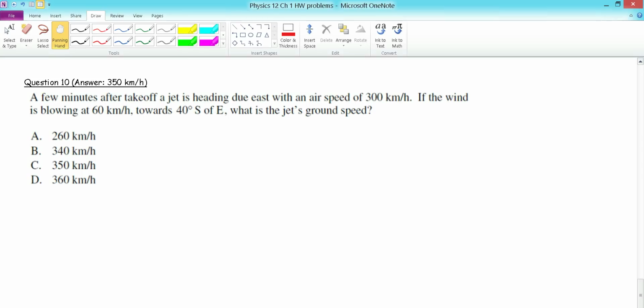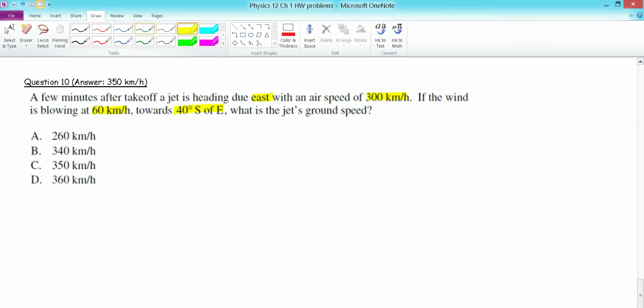A few minutes after takeoff, a jet is heading due east. All right, so due east, there's a key word, with an airspeed of 300 kilometers an hour. If the wind is blowing at 60 kilometers an hour, which is heading at 40 degrees south of east, what is the jet's ground speed?